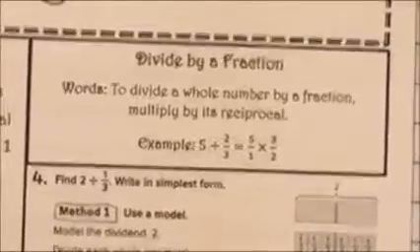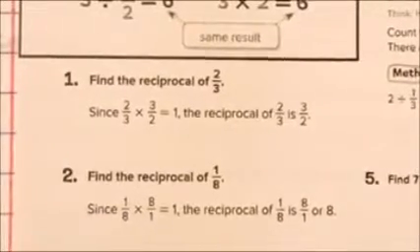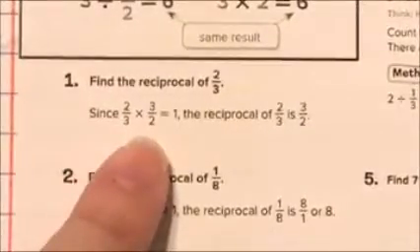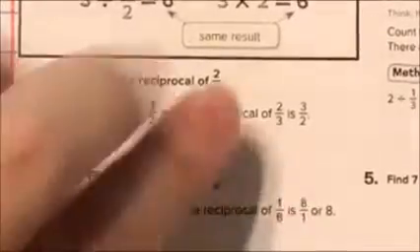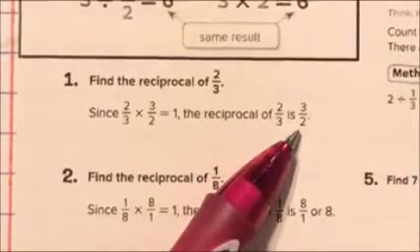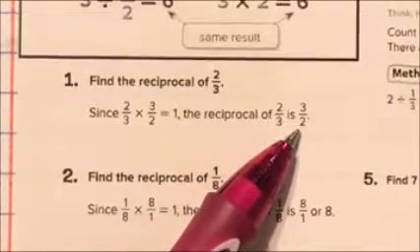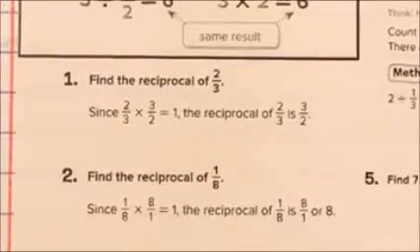All right, so let's take a look at some examples. So example number 1 says find the reciprocal of 2/3. Okay. Since 2/3 times 3/2 equals 1, the reciprocal of 2/3 is 3/2. So again, all I'm doing is taking my numerator and putting it in my denominator, and taking my denominator and putting it in my numerator.